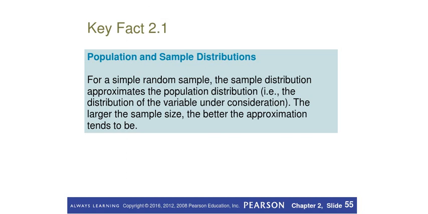If we have a large sample, let's say we have a population of 1 million people, if we sampled 100 people, and if we sampled 10,000 people, the 10,000 sample would certainly be a much better approximation to the population than the sample of size 100.